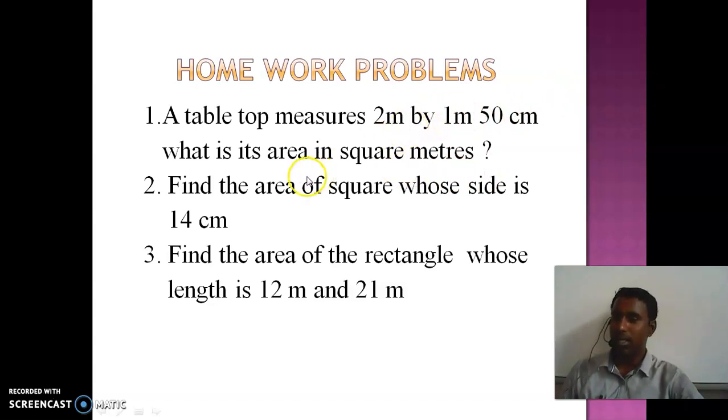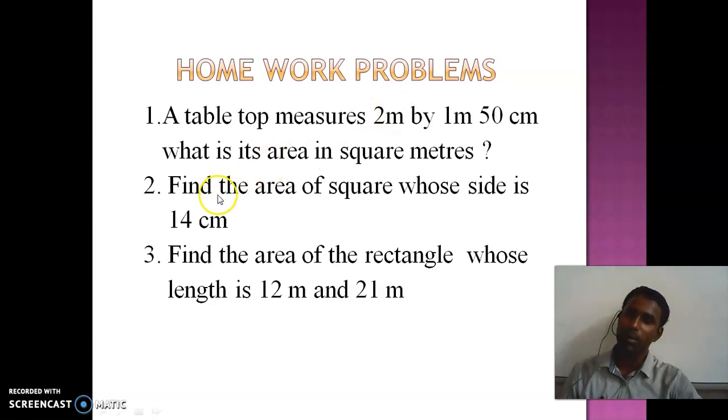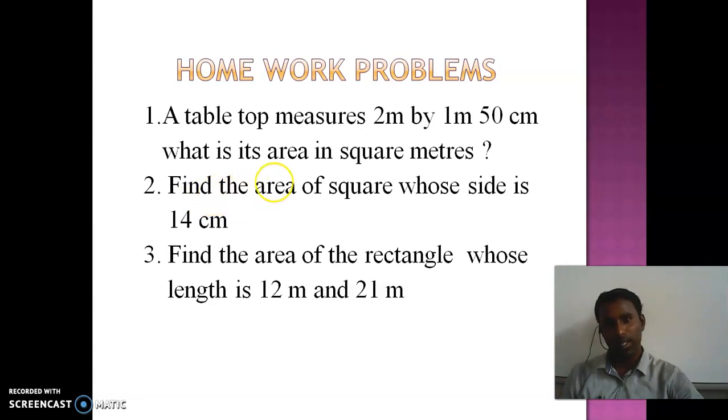Okay, in the second problem, what to do? Find the area of a square whose side is 14 centimeters. So how to do this problem? First, do you have any guess? First you have to identify what kind of shape it is. Yes, it is a square shape.